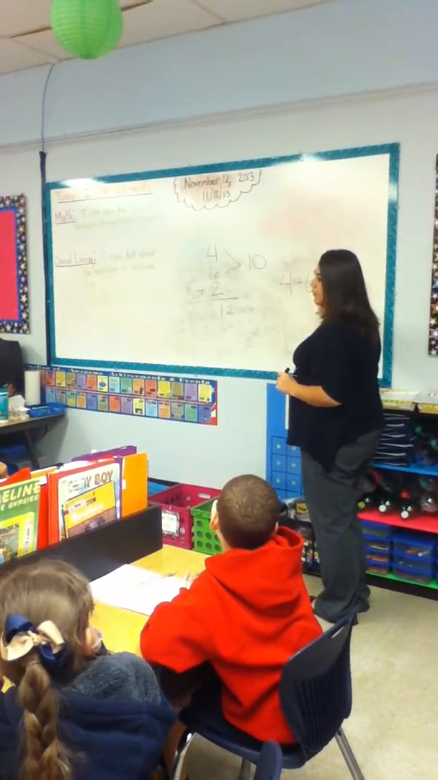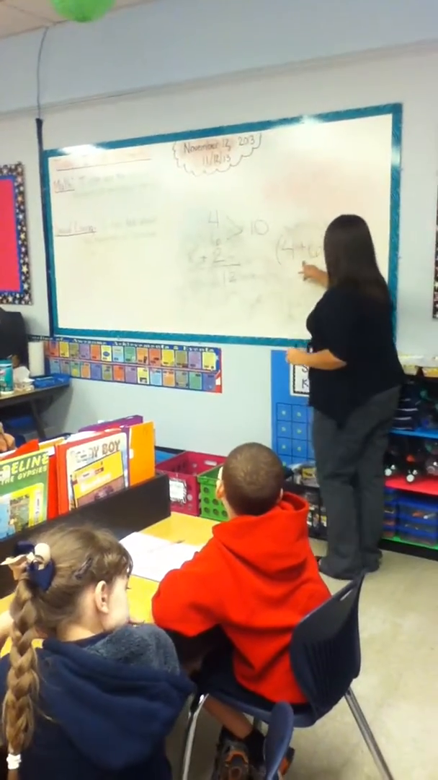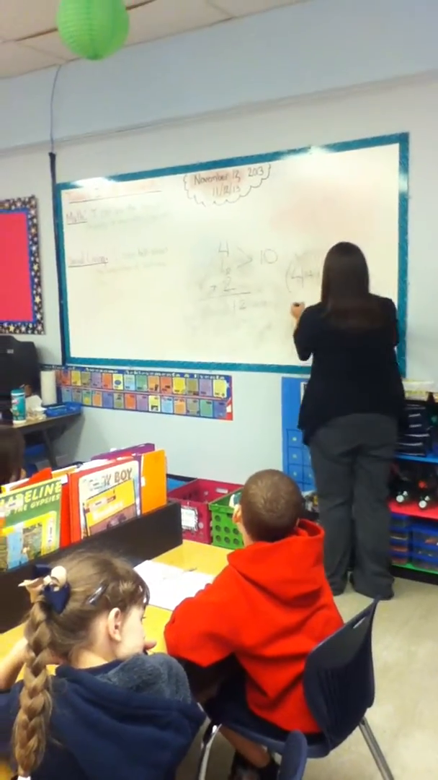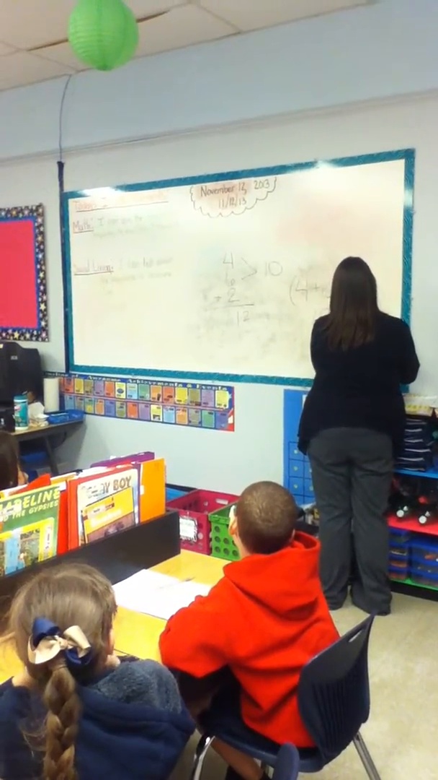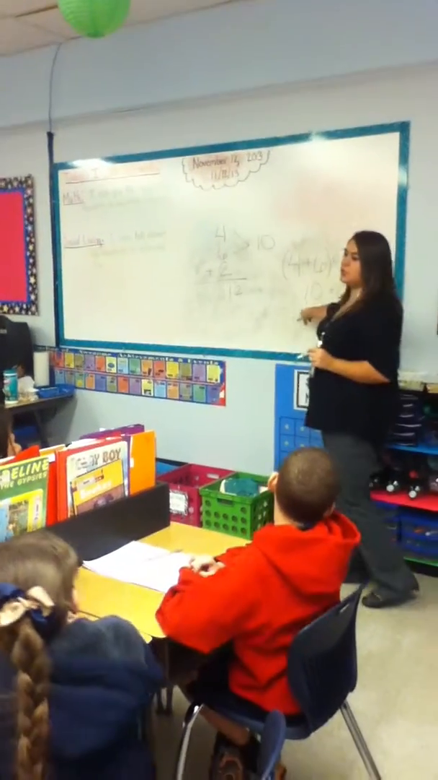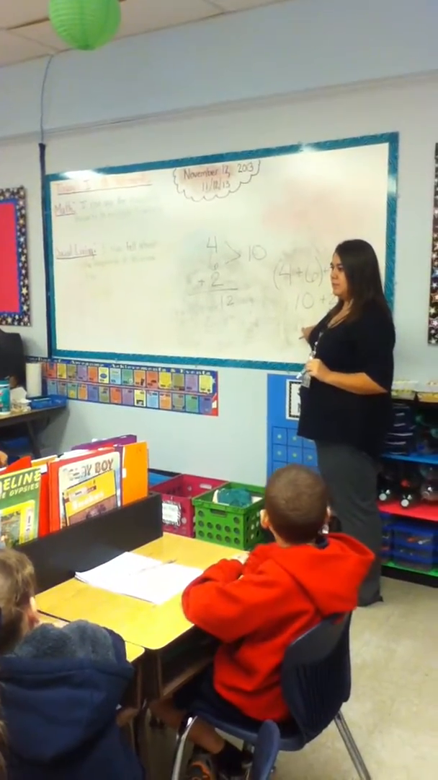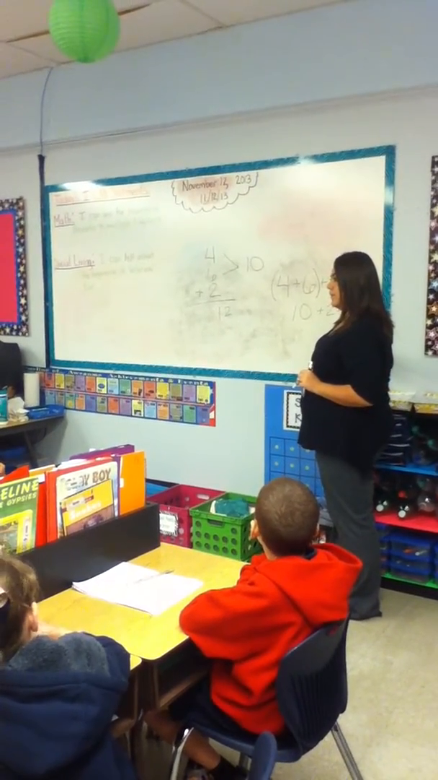We're using the same numbers. You would do 4 plus 6 is 10, and then 10 plus 2 is 12. This is the associative property of addition. Grouping your numbers so that you can get your sum.